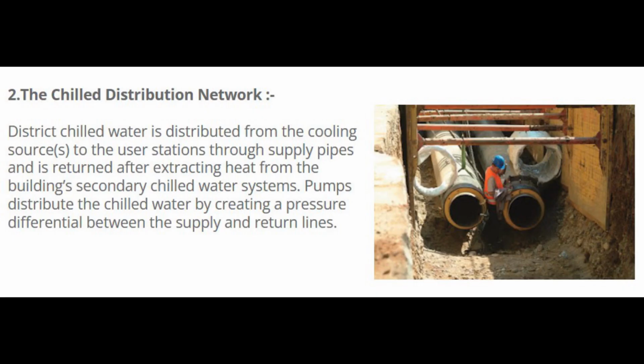Number 2. The chilled distribution network. District chilled water is distributed from the cooling sources to the user stations through supply pipes and is returned after extracting heat from the building's secondary chilled water systems. Pumps distribute the chilled water by creating a pressure differential between the supply and return lines.